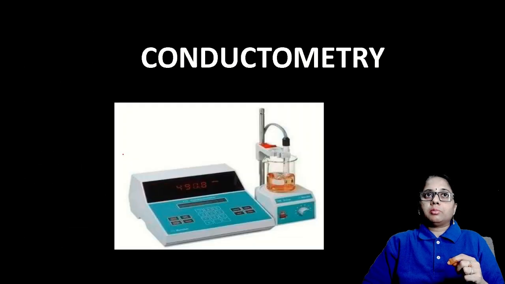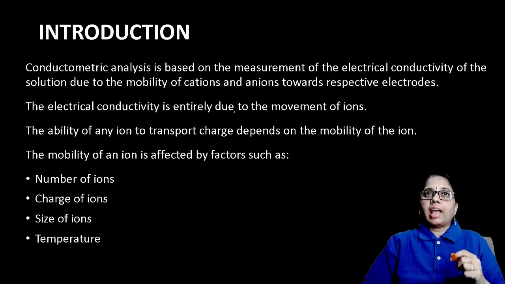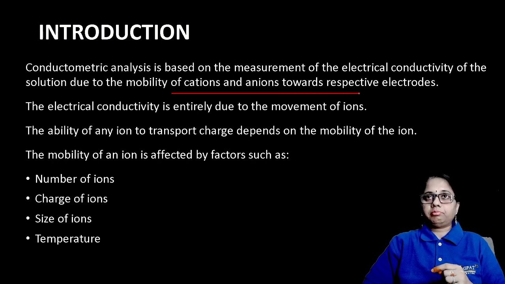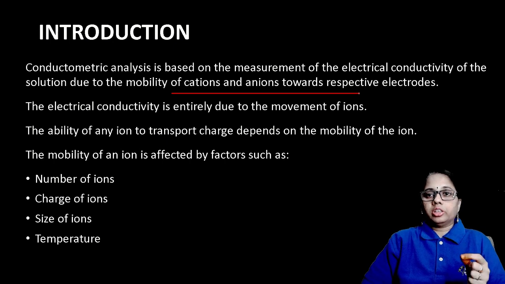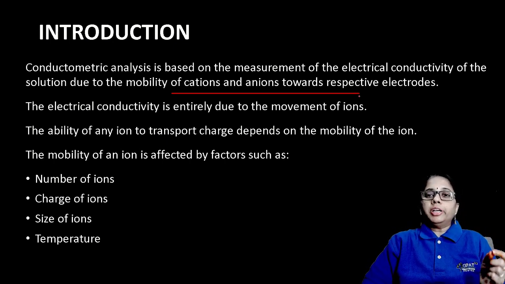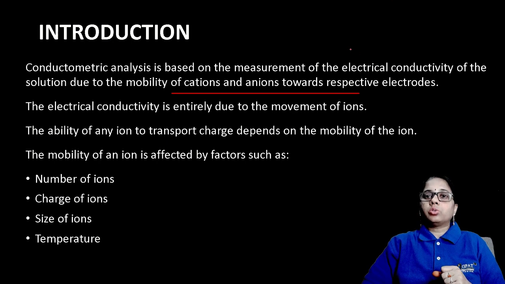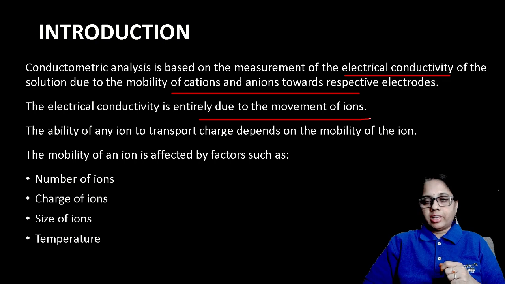This mobility of the ions, cations or anions, takes place towards the respective electrodes. Whenever a cathode and anode are present, the mobility of the ions takes place. Due to the mobility of the cations and anions towards opposite sides, it gives you the electrical conductivity. That electrical conductivity we measure with an instrument called a conductivity meter.